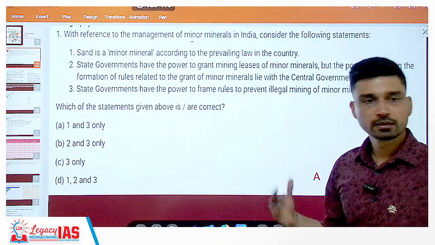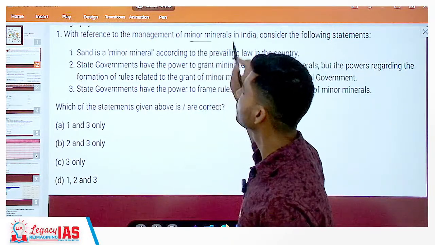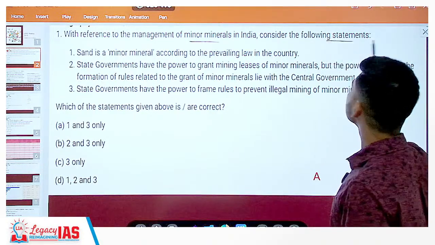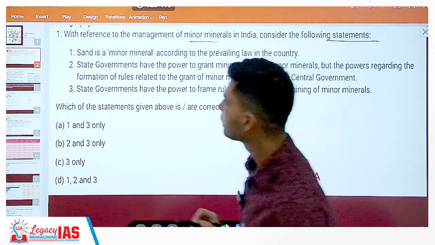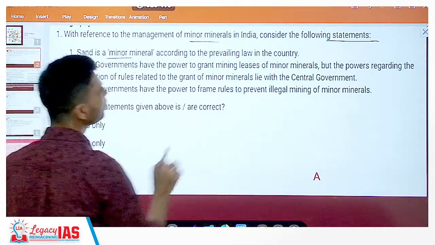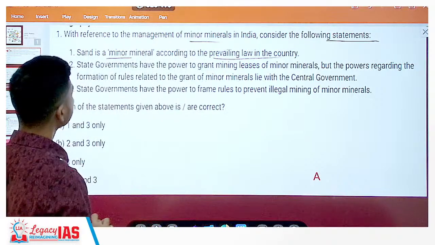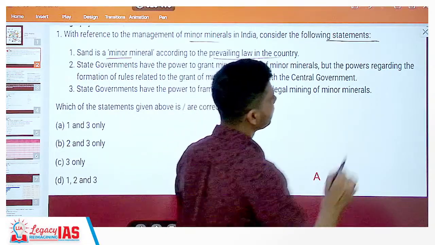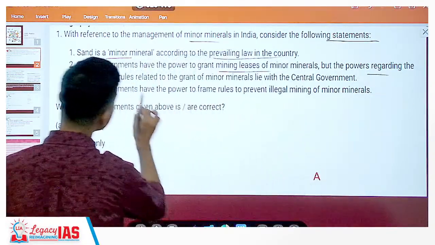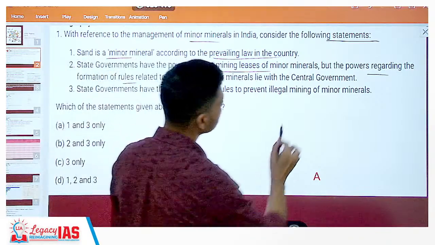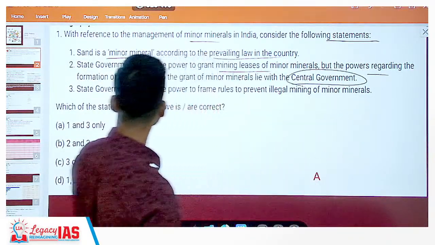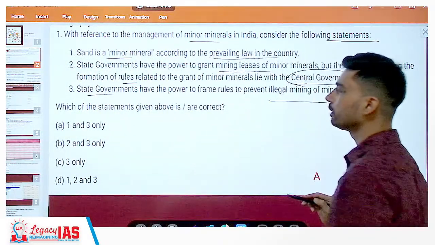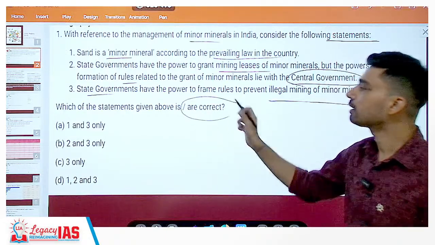So, the question that is asked is again related to minerals, that is, with reference to the management of minor minerals in India, consider the following statements. First, sand is a minor mineral according to the prevailing law in the country. Second, state governments have the power to grant mining leases of minor minerals, but the powers regarding the formation of rules related to the grant of minor minerals lie with the central government. And third, the state governments have the power to frame rules to prevent illegal mining of minor minerals. So, out of the given statements, which are the correct statements?